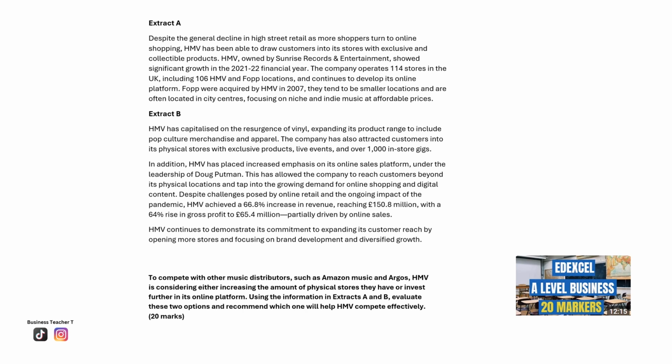Despite challenges posed by online retail and the ongoing impact of the pandemic, HMV achieved a 66.8% increase in revenue, reaching £150.8 million, with a 64% rise in gross profit to £65.4 million, partially driven by online sales. HMV continues to demonstrate its commitment to expanding its customer reach by opening more stores and focusing on brand development and diversified growth.